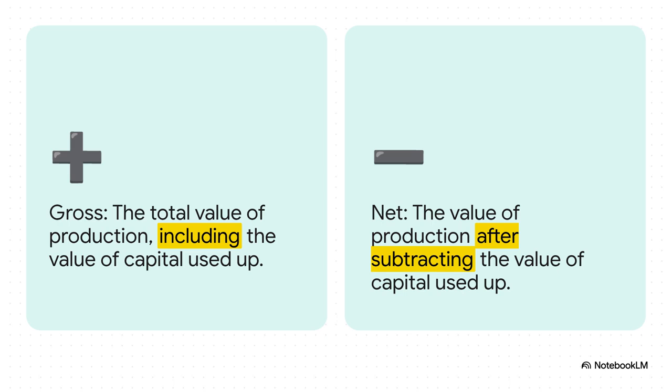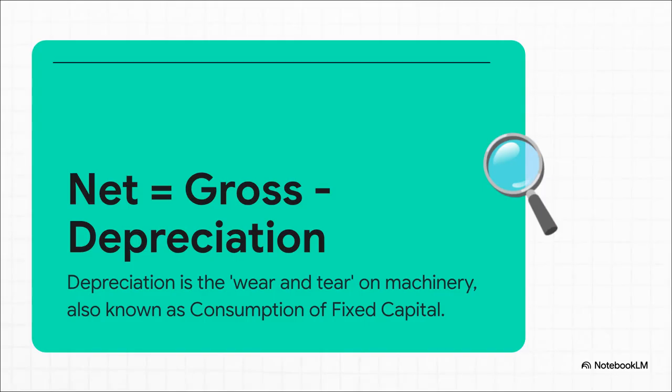Economists have a word for this, depreciation. So gross is the grand total, while net is the slightly smaller and you could argue more realistic number. The formula for this could not be easier. To get from any gross figure to its net version, you just subtract depreciation. And hey, here's a quick tip. If you're reading a textbook and you see the term consumption of fixed capital, don't panic. It's just a fancy way of saying depreciation.